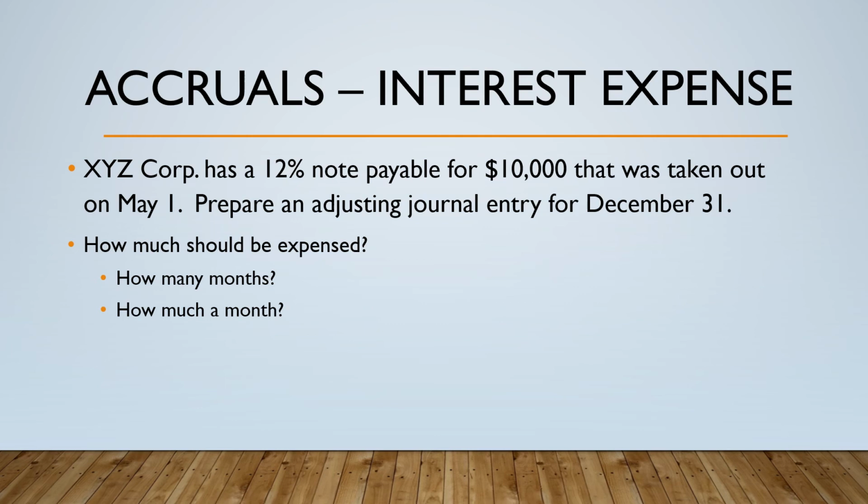You would then take and divide that by 12, and what we would end up with would be $100 a month. The next question is, what accounts are affected? So it's for interest expense, so we know interest expense is going to be one of the accounts that would be being looked at here.